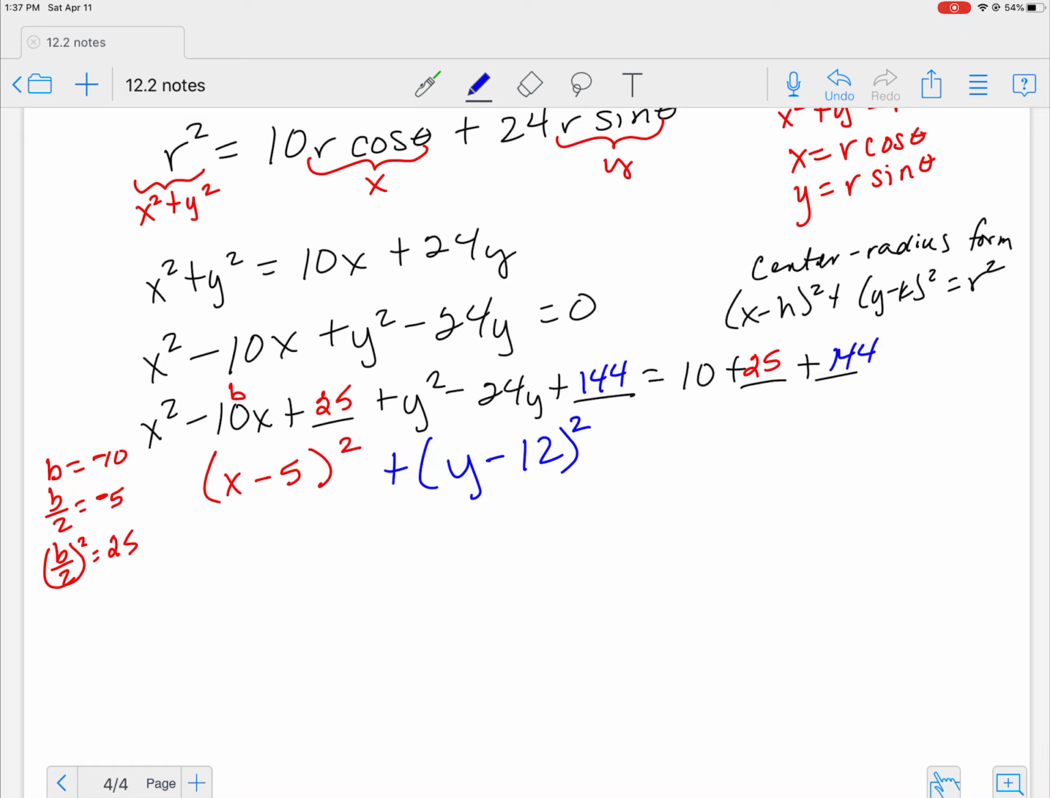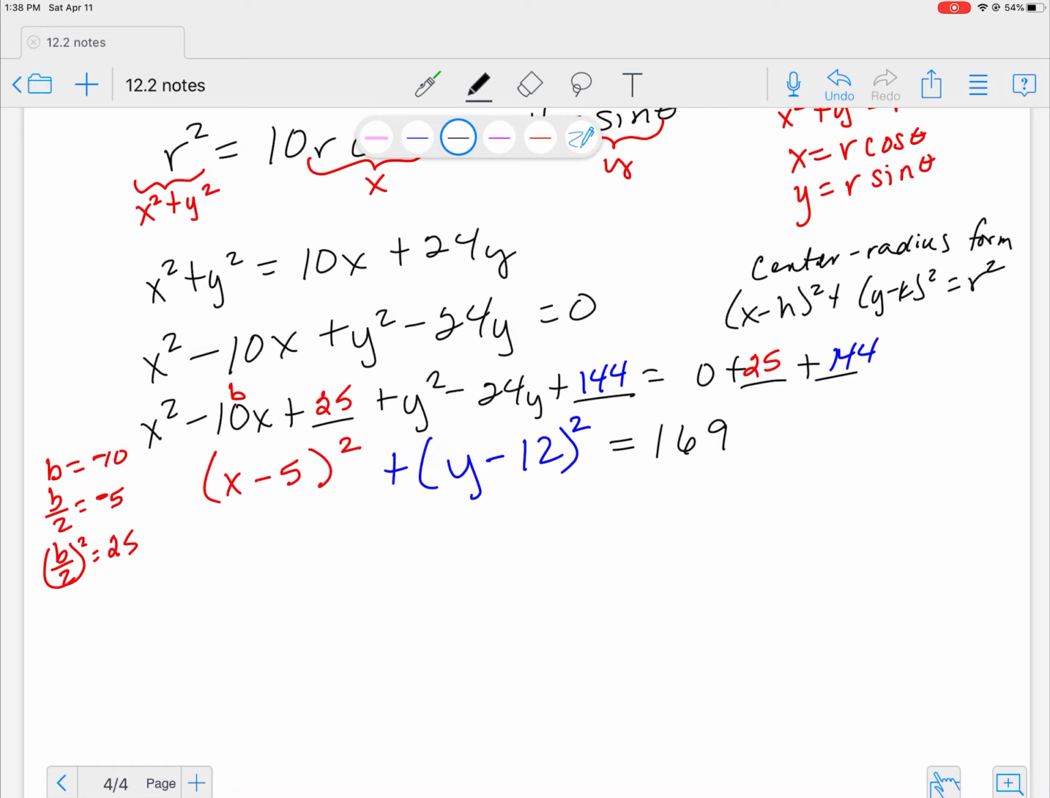Whatever you do to one side, you have to do to the other. Now, why in the devil did I put a 10 over there on that side? You guys are probably hollering at me. Good job if you were. That's a 0. This is a 0. That's a 0. Okay? Then you add those up. So this equals 169. Well, that's handy, isn't it?